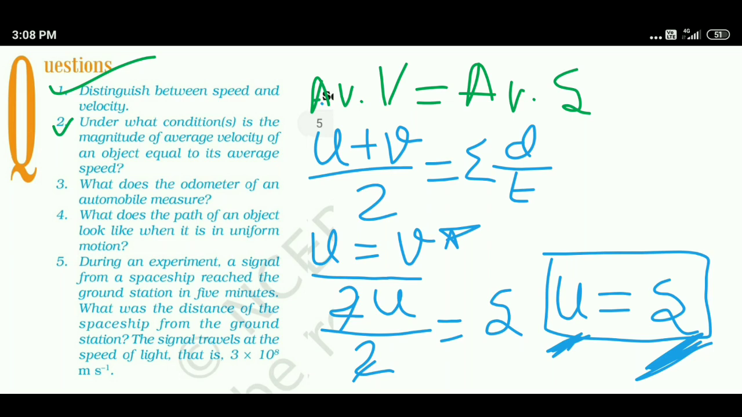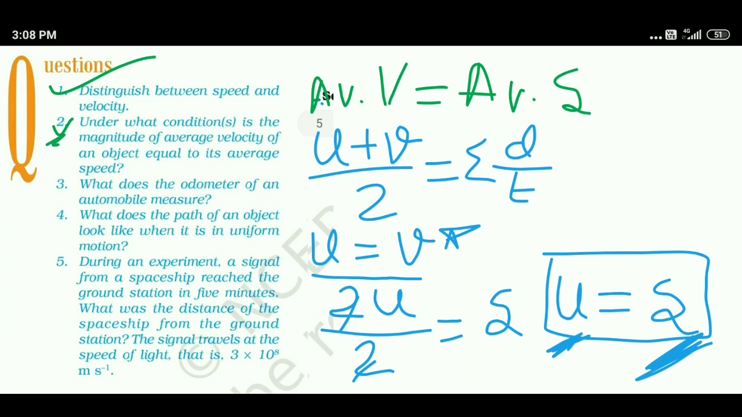Question number 2. Again I am telling, at what condition is the magnitude of the average velocity of an object equal to its average speed? At what condition? So what is the condition? When the object moves with a uniform rate, then only it can happen.